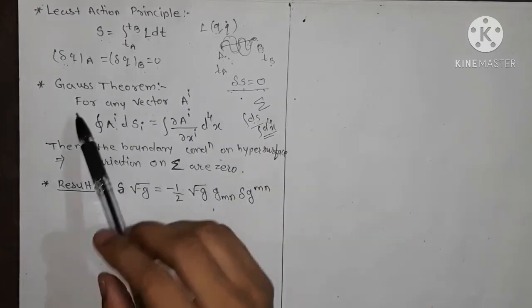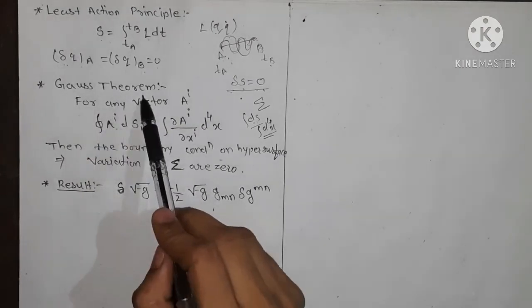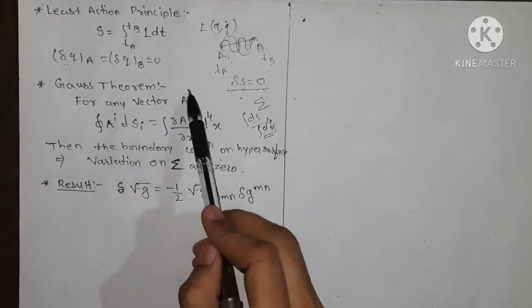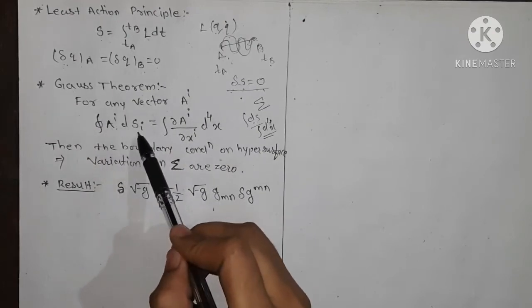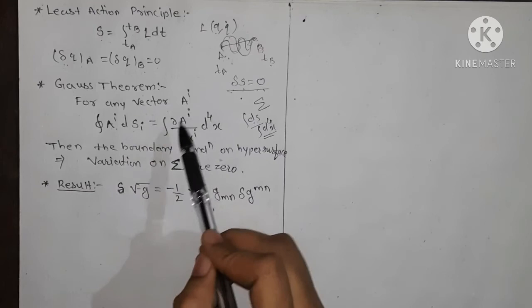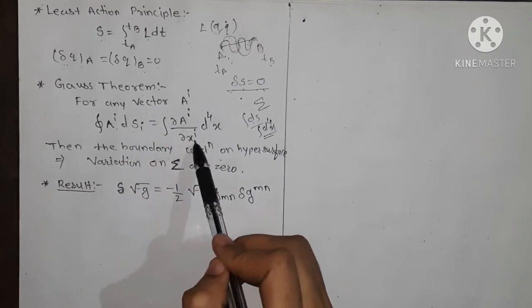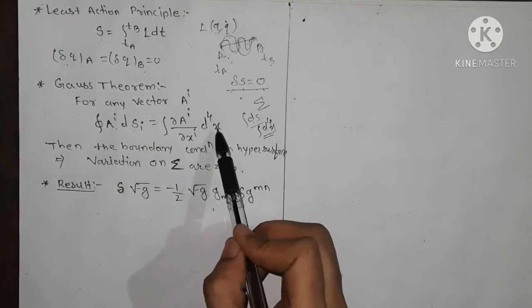The relation is given by the Gauss theorem, where for any vector Ai, the closed integral of Ai dSi over the three-dimensional surface, which we call the hypersurface, is equal to the integral of the partial derivative of Ai with respect to xi, d4x, over the four-dimensional volume.